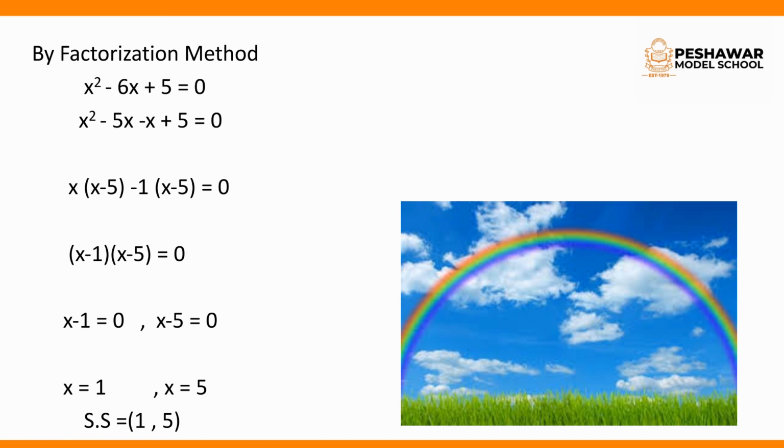Now we can factorize the above equation as it is in the standard form of a quadratic equation. Making the factors of 6x, we can see that the factors of 5 are 5 and 1, and 5 plus 1 makes 6. So the split of 6x is -5x and -x. Taking x common, we will have x - 5 in the bracket. Again we take -1 common, and we can see that we again have x - 5 in the bracket. Taking x - 5 common, we will have two factors, x - 1 and x - 5. Taking both factors equal to 0, we will have two roots, 1 and 5.